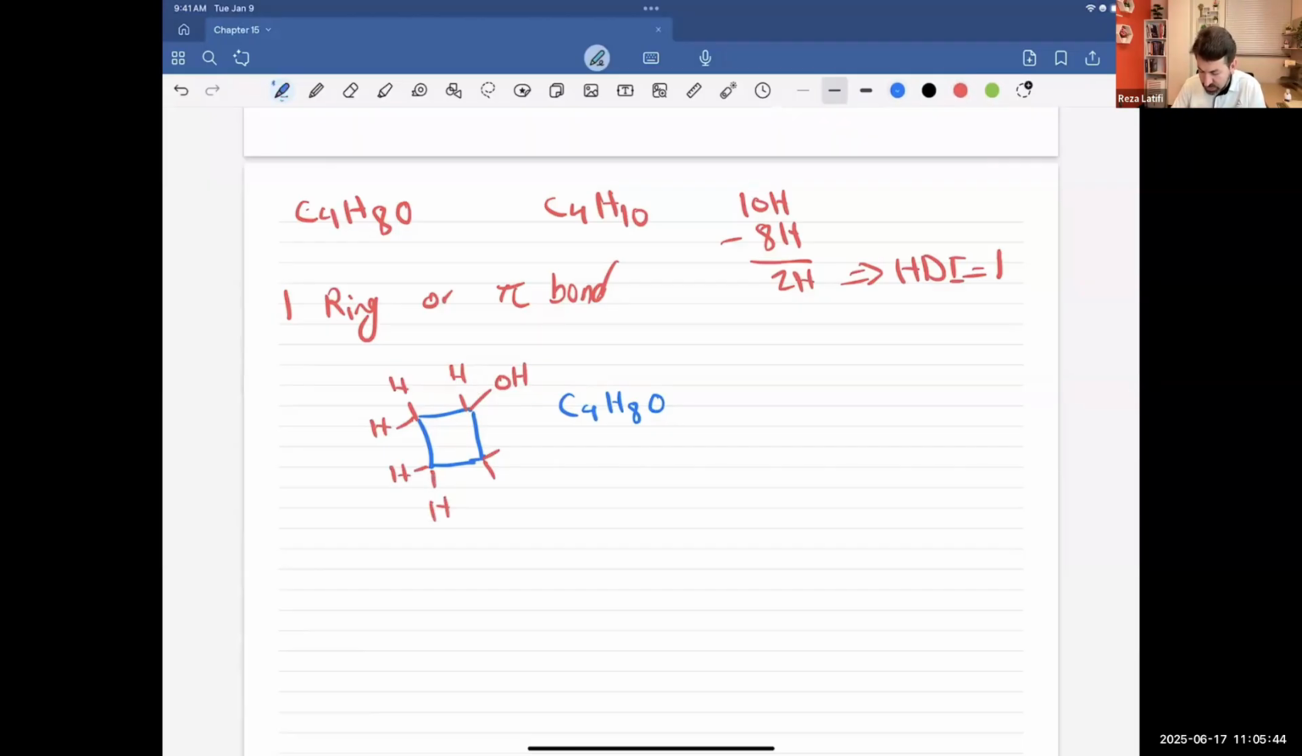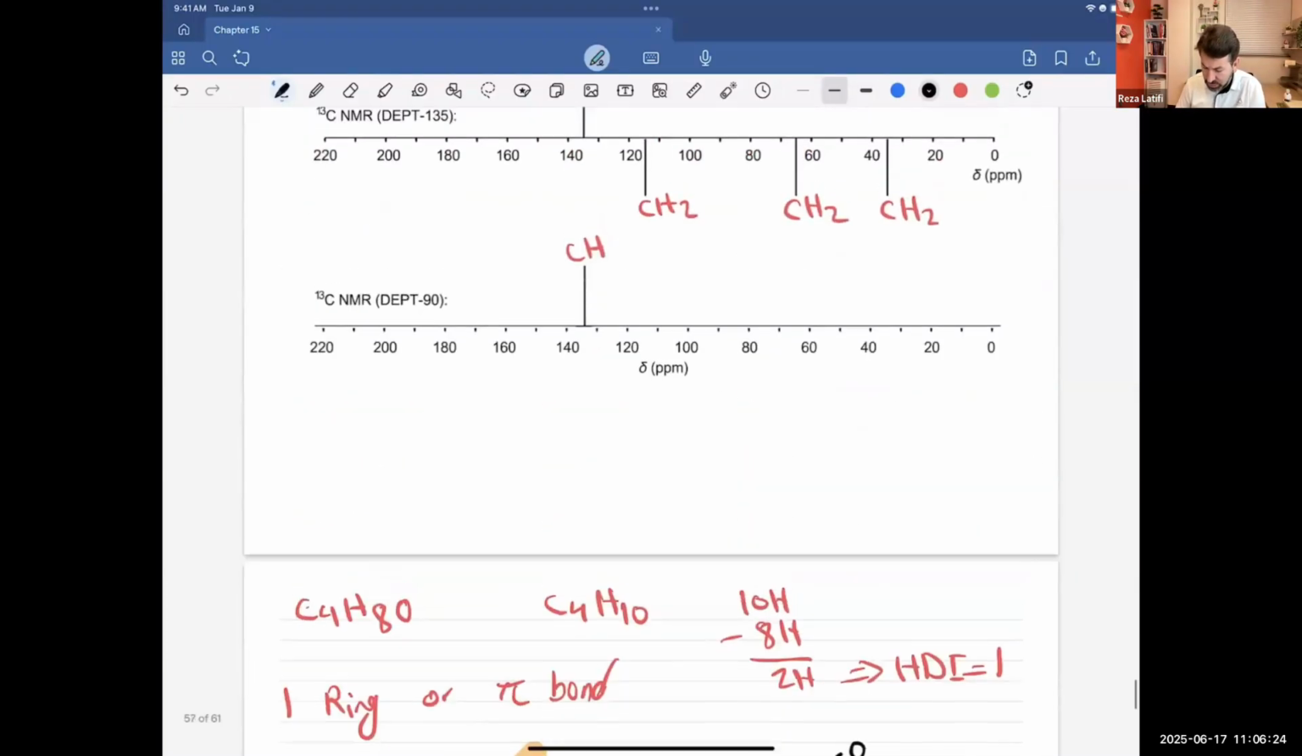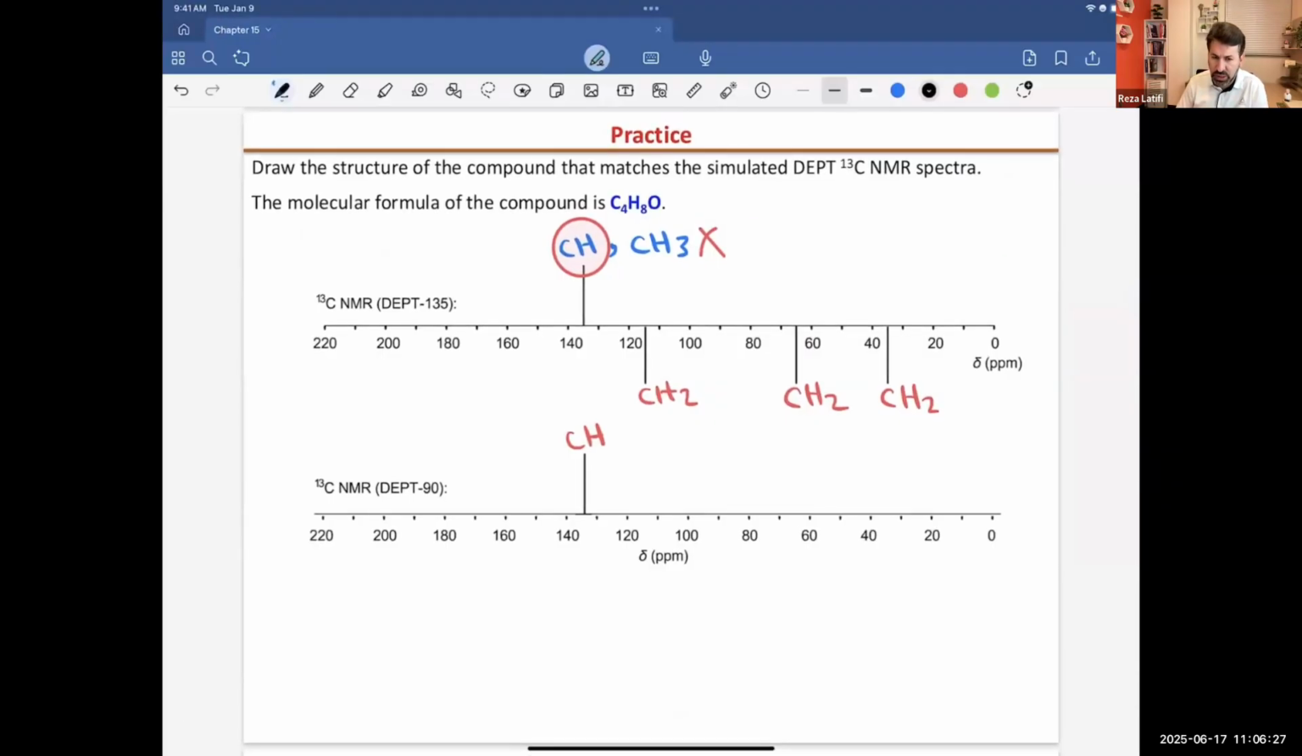Okay, another possible structure maybe is this one. Let's say that cannot. Why? Because that's going to make the hydrogen deficiency index equal to 2. So that cannot be really the answer. Okay, what's the problem with the first structure? Now I have 1, 2, I'm going to say only 3 signals. Well, as you see, we have 4 signals, so that's not going to be correct.